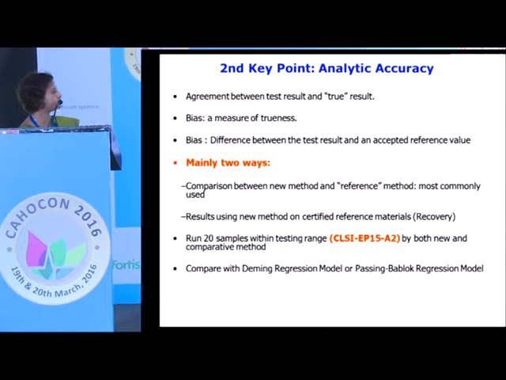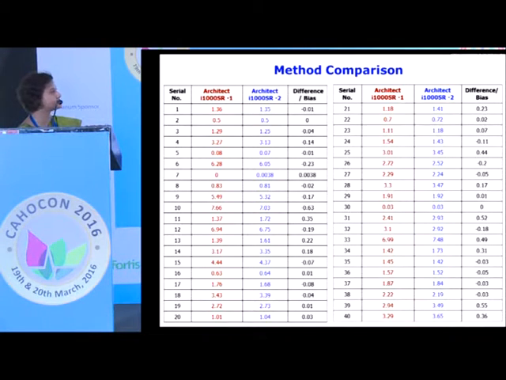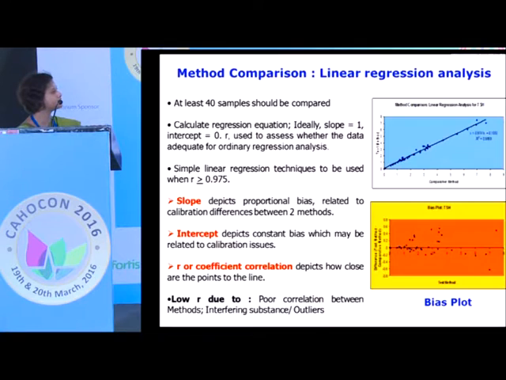Analytical accuracy is mainly done in two ways. Like I have said, with 20 samples we can do method verification. According to CLSI EP9-A2, we need a minimum of 40 samples by both the new method and the comparative method. This is for all new tests. Suppose there is a newly launched test for HbA1c, then you need to do this study. Otherwise, if you go with 20 samples, that's fine. This is our method comparison study between the same manufacturer's two different instruments. Here, if the R value is more than 0.975, we accept. And we have to plot the bias plot and see the difference.